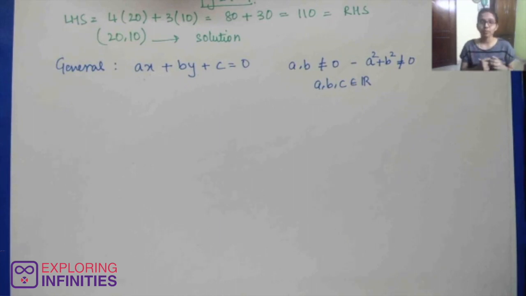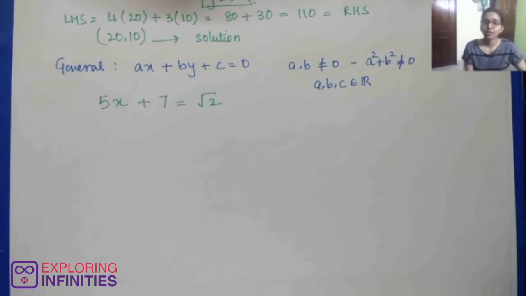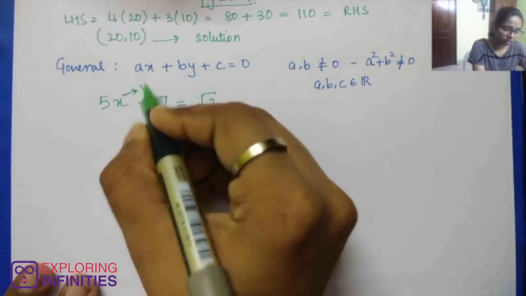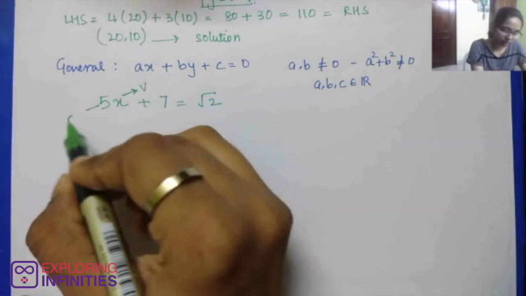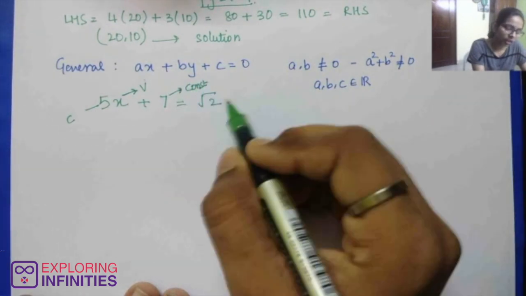So let's see what exactly is an equation and an expression. What's the difference between an expression and an equation? I'll say that if you have 5x plus 7 is equal to root 2, just by looking at it, you can tell that it is an equation. If you try breaking this equation, you can see that x is the variable here, 5 is a coefficient, 7 is a constant, and again root 2 is also a constant.